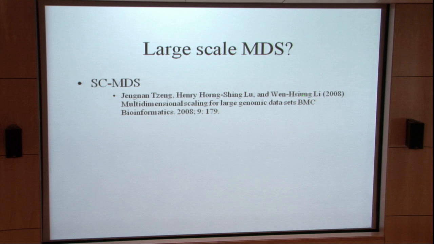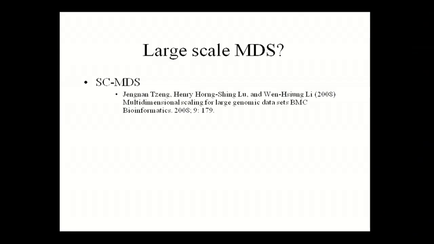Wenxiong Li, sometimes in Chicago, sometimes in Taiwan. This is his Taiwan group, or some guys who work for him in Taiwan. They have a thing called SC MDS, where you do small MDSs on subsets of the sequences and overlap them. But it's very sensitive to the distances being Euclidean, okay? Because in order to do the overlapping, the distances have to behave well.